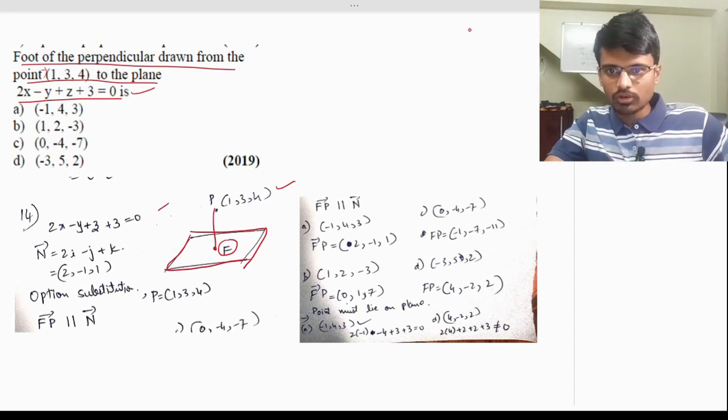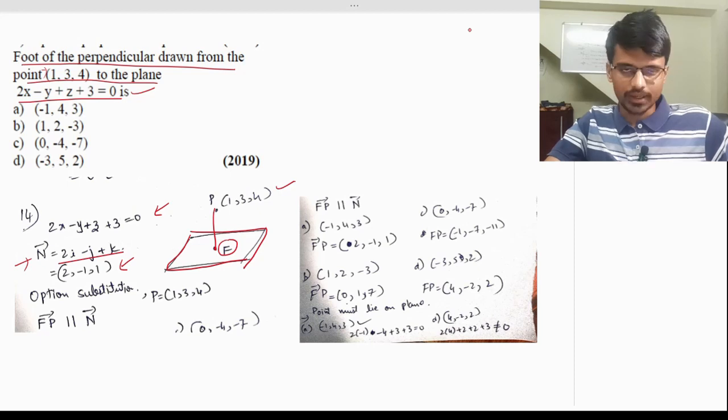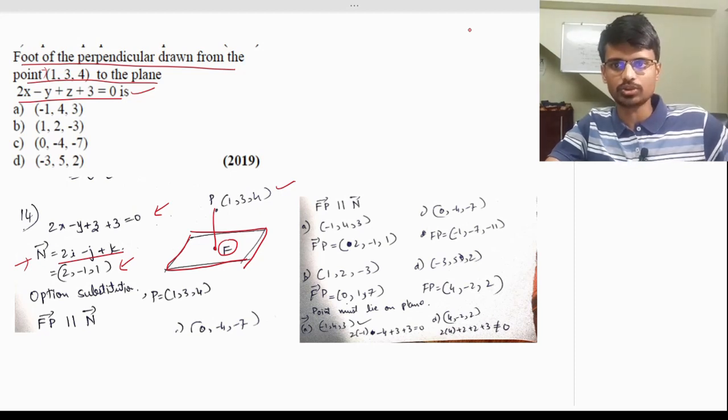From the equation of plane 2x minus y plus z plus 3 equal to 0, we can find the normal vector. They are nothing but the coefficients of x, y and z: 2 i cap minus j cap plus k cap. Their direction ratios are again the coefficients. I have written the direction ratios 2, minus 1, 1. So this is my vector that is normal to the plane. The technique that I will be using here is the substitution method. Say option A is point F. If the correct answer is option A, let me call that point F.